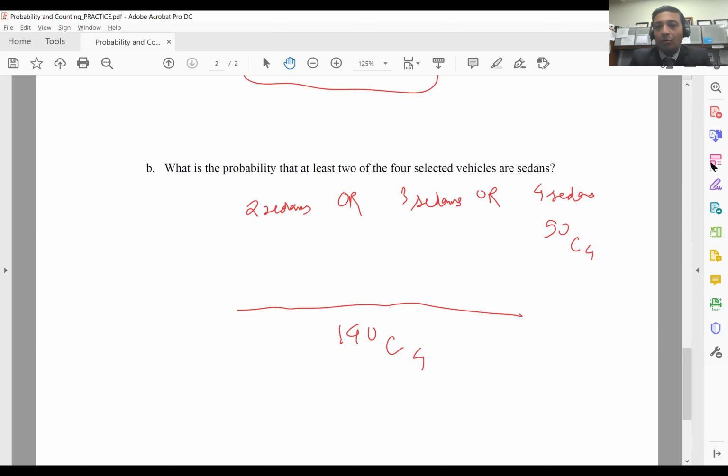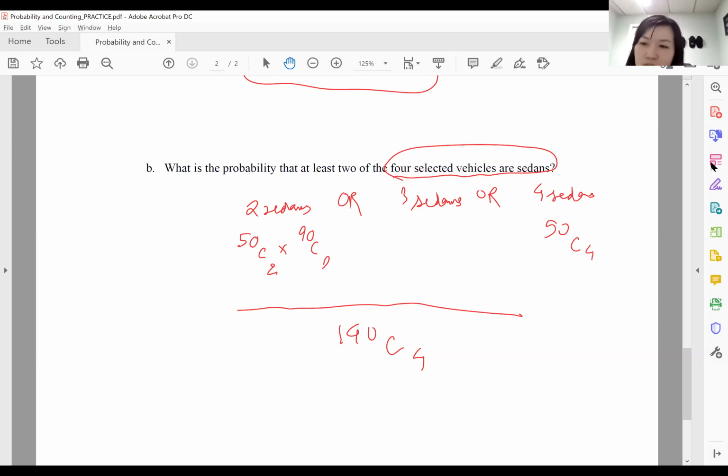What is a scenario when I choose 4 vehicles of which 2 are sedans? How do I write that? So of my 50 sedans, how many are chosen? 2. And of the remaining 90 vehicles, how many are chosen? 2. So that's one option, right?